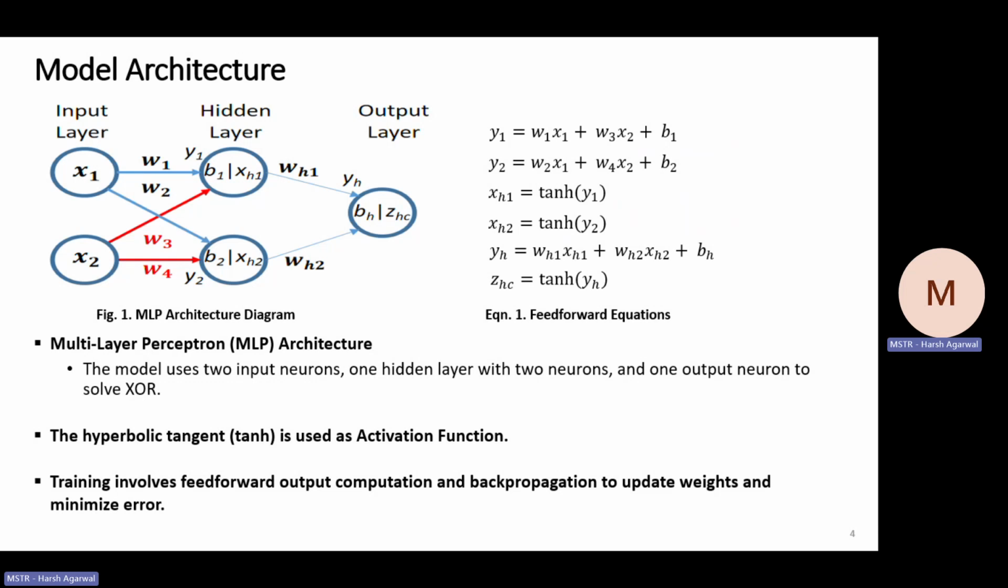In order to do the training, we first do the feed-forward output computation, and then we calculate the backpropagation equations, which will be used to update the weights and the biases and also to minimize the error in the process.